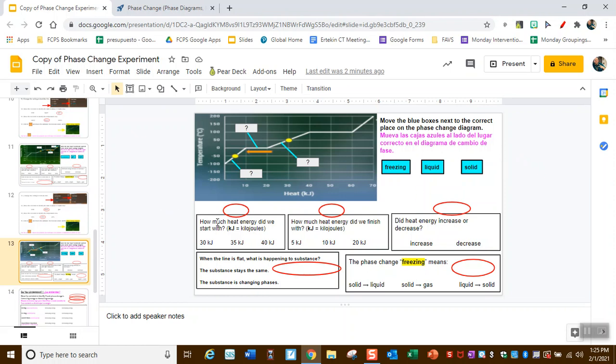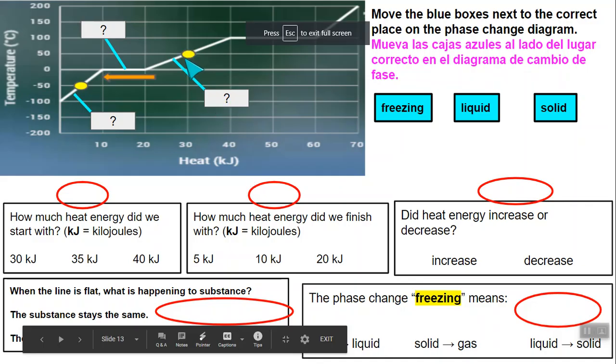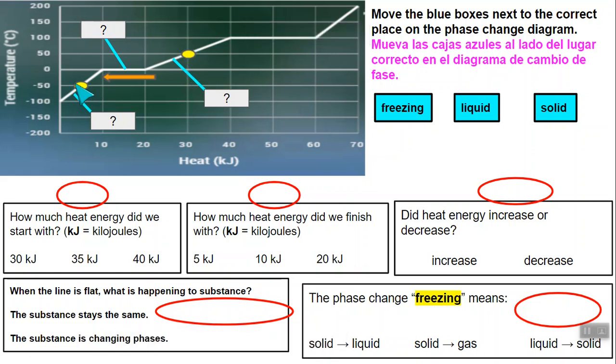Okay. How much heat energy did we start with? ¿Cuánta energía de calor empezamos? So now we started here, empezamos aquí, and we finished here. Terminamos aquí. How much heat energy did we start with? 30 kilojoules, 35 kilojoules, 40 kilojoules? Pause the video to answer this question. Pausa el video para contestar la pregunta.